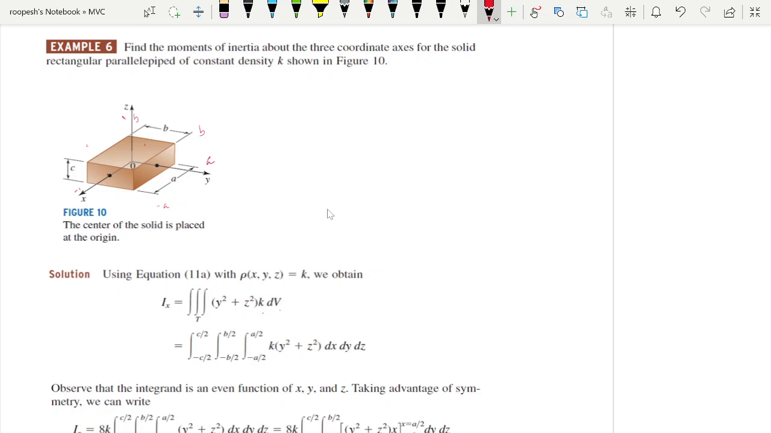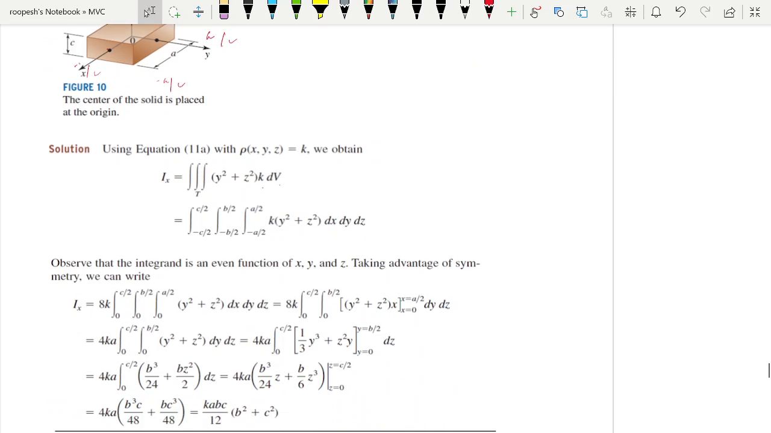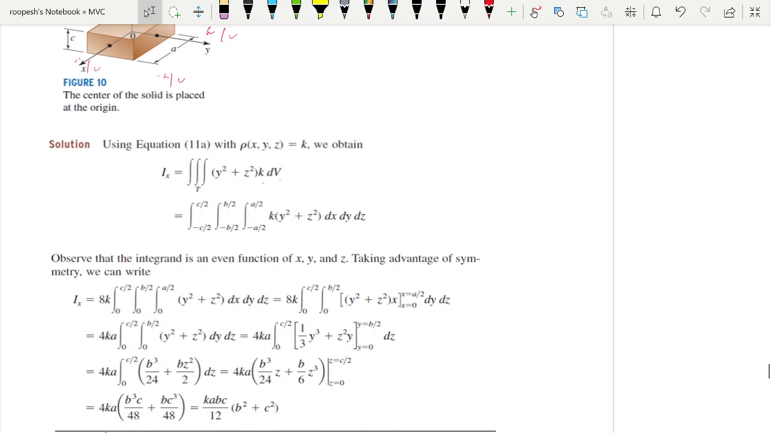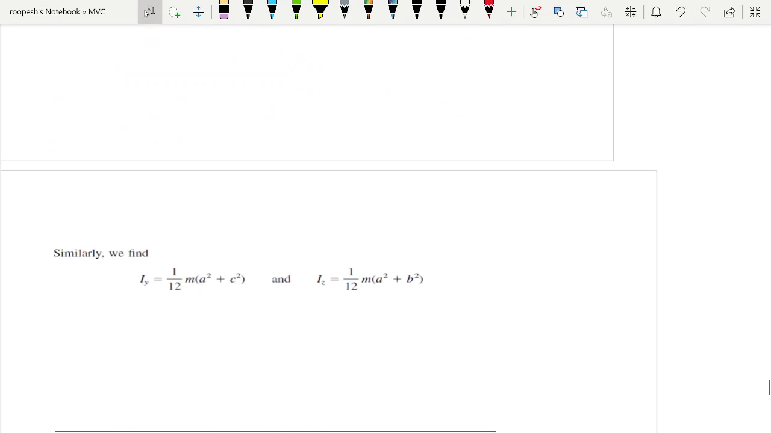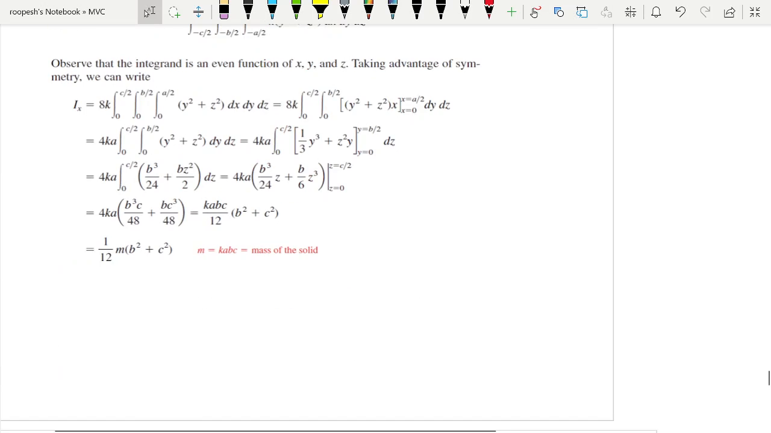Since the entire length is a, it should be a by 2 on each side. Since the entire length is b, this is b by 2 and this also b by 2, and since we are taking from 0, the value c by 2 will come. So we can easily calculate what comes here, k into y squared plus z squared dx dy dz. Now we can calculate Ix, Iy and Iz very easily.